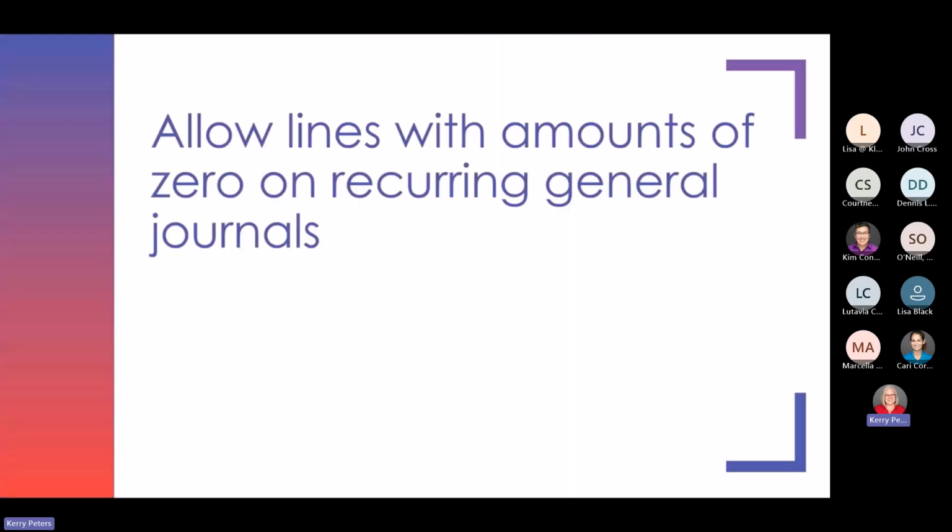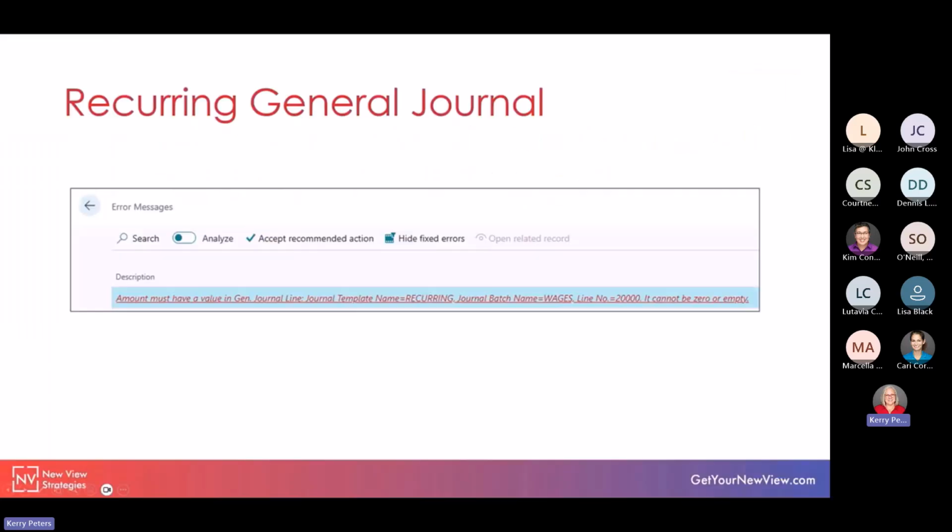I have to say, I'm really excited about this one. We'll now be able to allow lines with amounts of 0 on recurring general journals to post. This is just a screenshot of an error message that you might have seen previously. So on the recurring general journal, if you had a line that had a $0 amount for that journal, you were not able to post it. So we get an error message saying that the amount must have a value in whatever that line is. It cannot be 0 or empty.